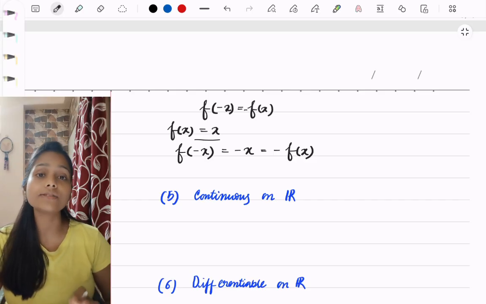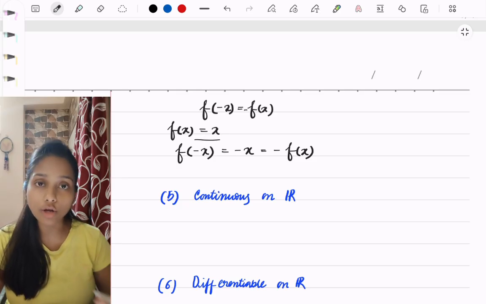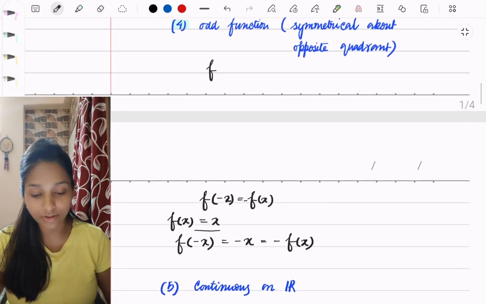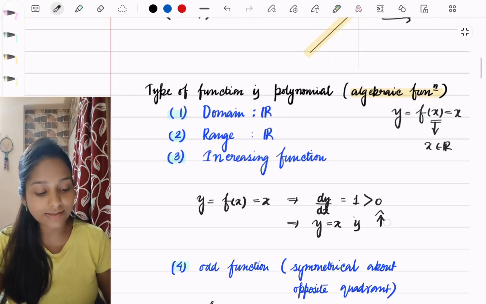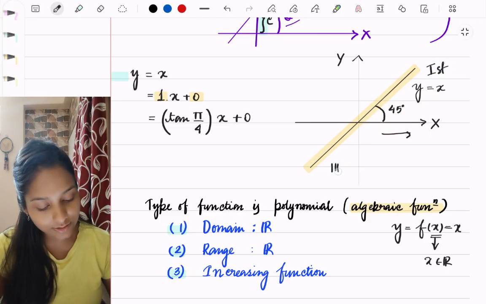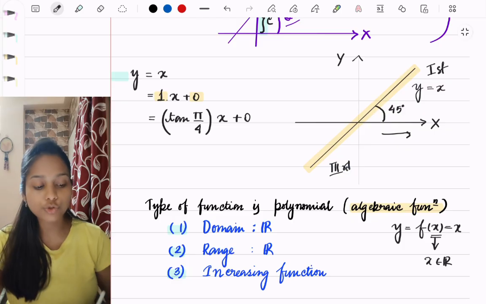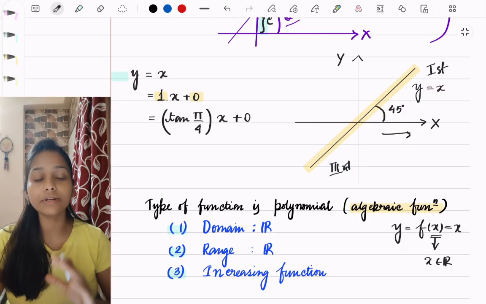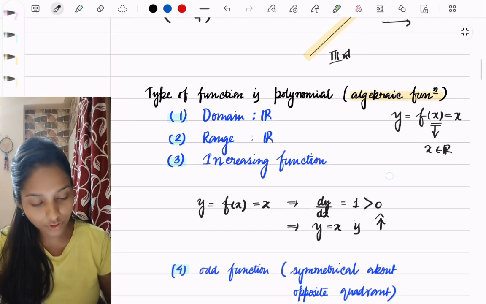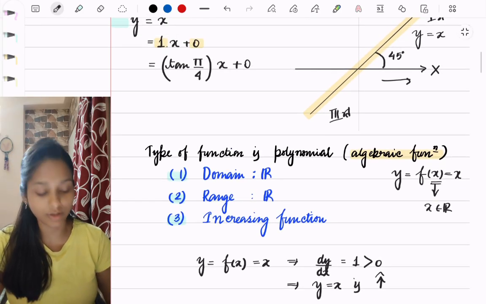And what happens for the odd function is that it is symmetrical about the opposite quadrants. So this one is the first quadrant, and this one is the third quadrant. So this function will be symmetric in the first and third quadrants, because those two are opposite quadrants.